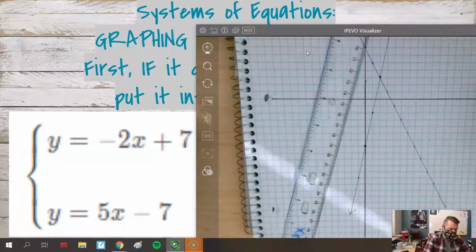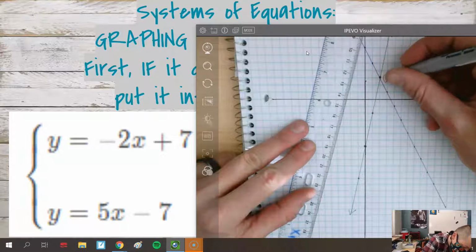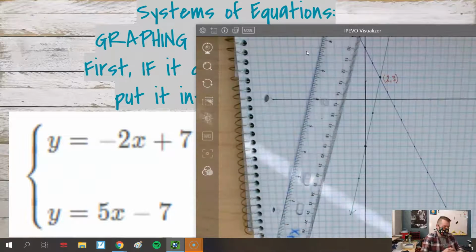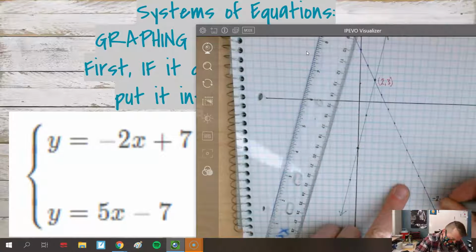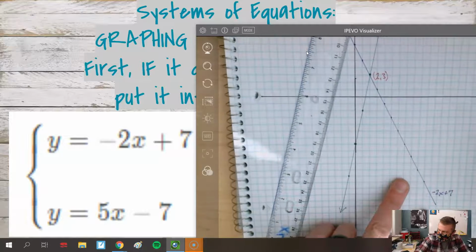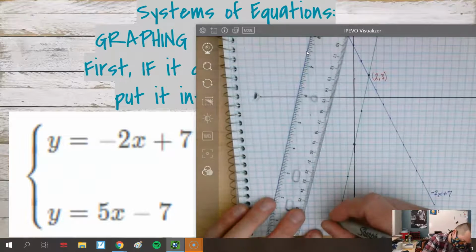So what would be the solution point there? (2, 3). Any questions on how we did that one? This purple line was my negative 2x plus 7, and this green line was my 5x minus 7.